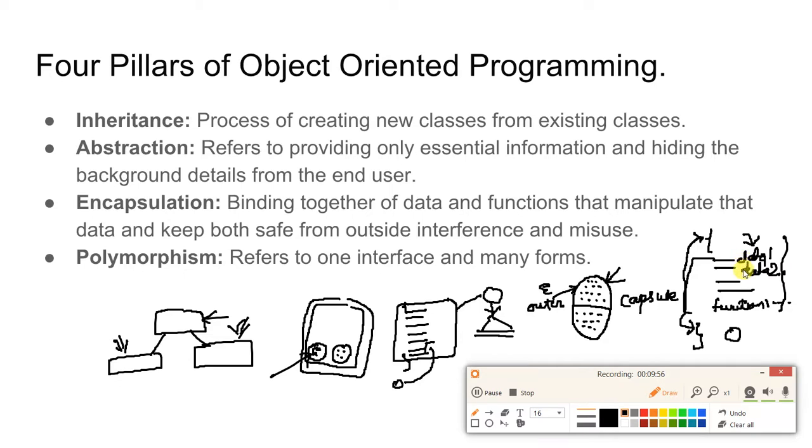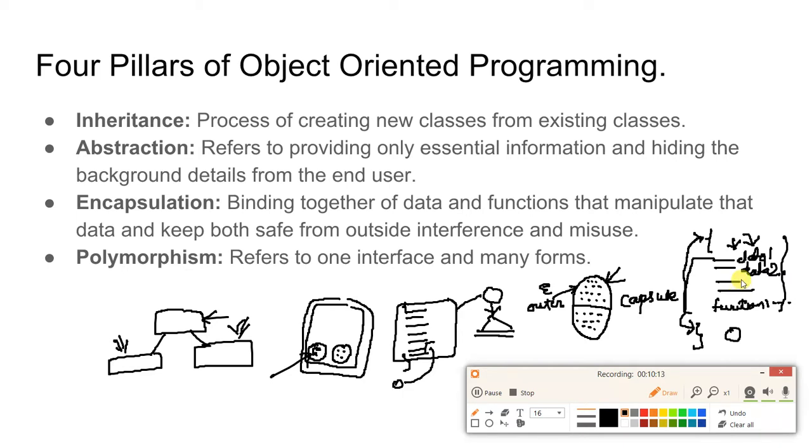Generally what we do in encapsulation is that if we don't want these members to be accessible from outside the class, we make them private. So encapsulation is implemented through the use of accessibility modifiers like public, private, and protected.